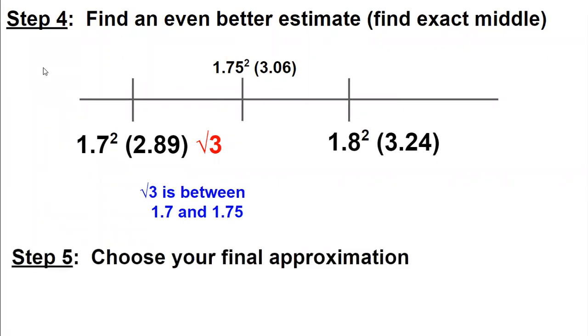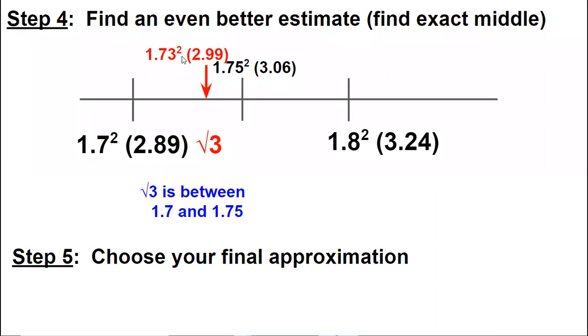Step 5 is we're going to choose our final approximation. So what are we going to pick? Are we going to pick 1.7 squared, 1.75 squared, or something in between those two? We're going to pick 1.73 squared. Now, how did I get that? Well, I just took a nice guess.